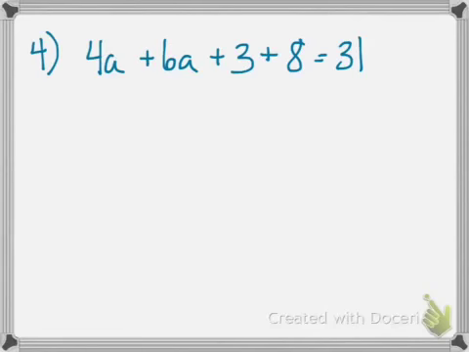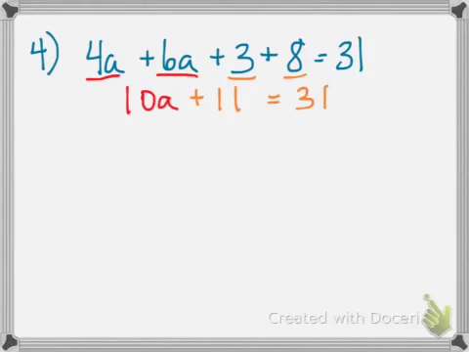So number 4, 4a plus 6a plus 3 plus 8 equals 31. Step 1, combine like terms if necessary. I know I can combine 4a plus 6a because they both have a as their variable. So 4a plus 6a is 10a. And then let's look at the 3 and the 8. I can also combine those because they're both just numbers, they're both constants. So 3 plus 8 is 11, so plus 11. Bring down my equal sign, and then bring down my 31.